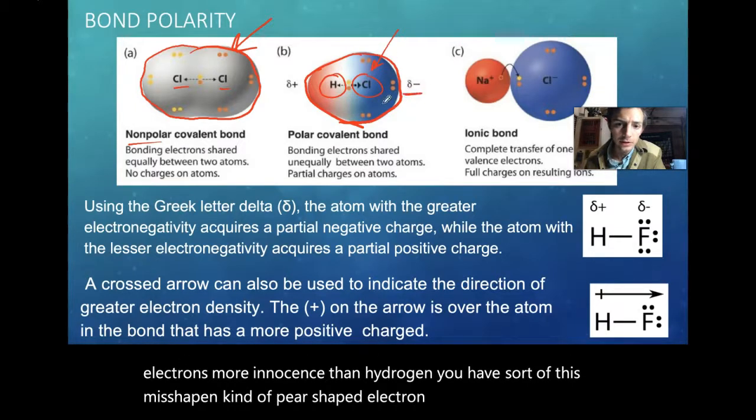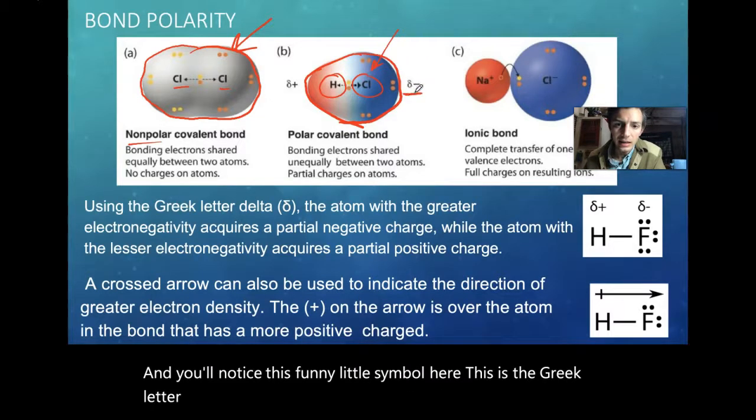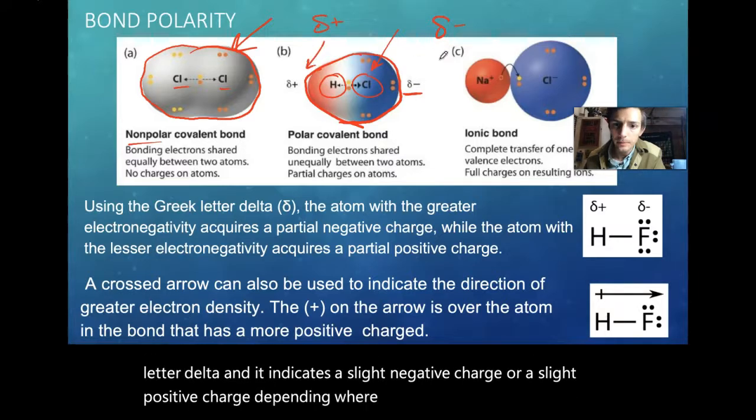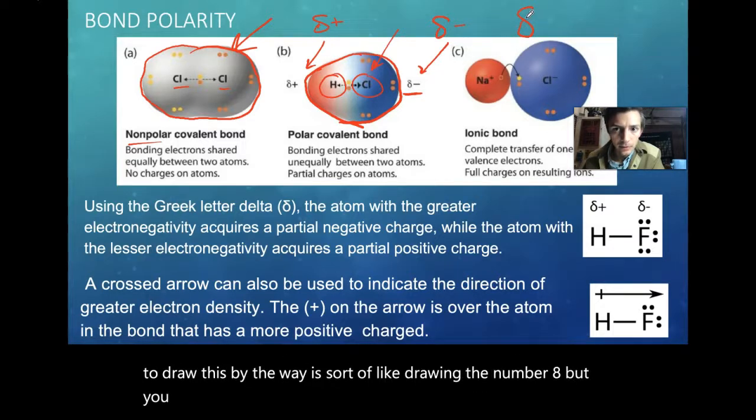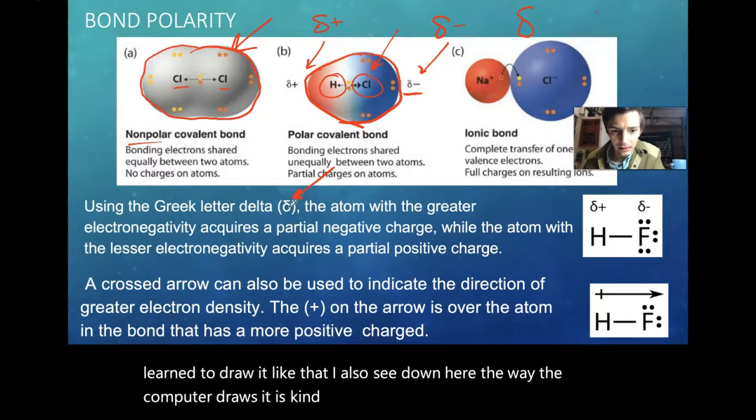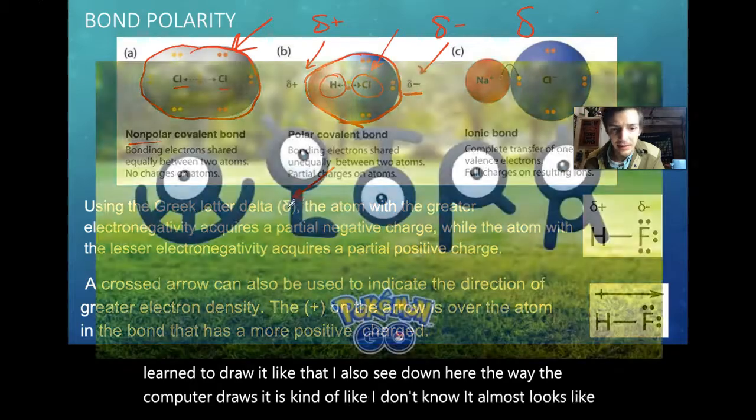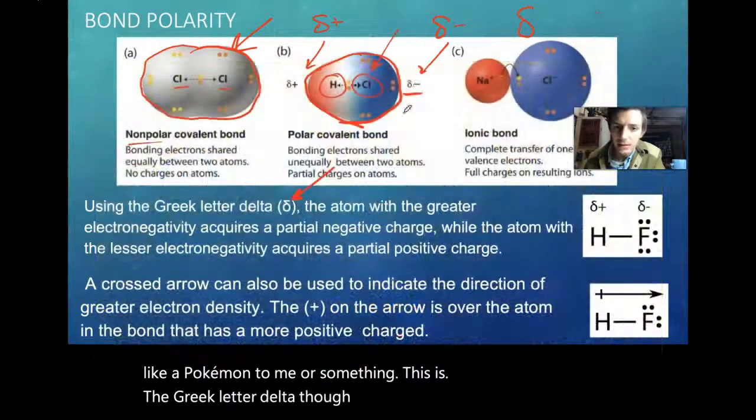And you'll notice this funny little symbol here. This is the Greek letter delta, and it indicates a slight negative charge or a slight positive charge, depending where we're looking here, right? The way to draw this, by the way, is sort of like drawing the number 8, but you stop before you complete the other side. I've always learned to draw it like that. I also see down here, the way the computer draws it looks almost like a Pokemon to me or something. This is the Greek letter delta though, and that's what we're drawing.